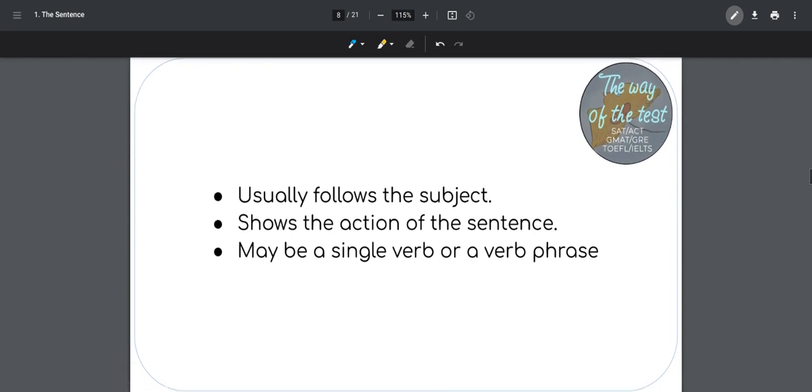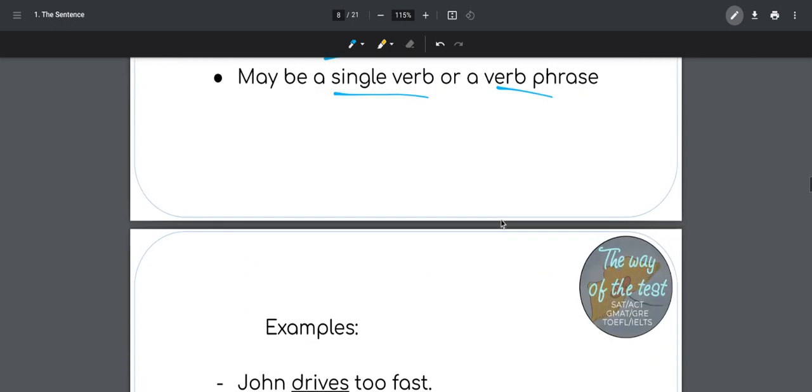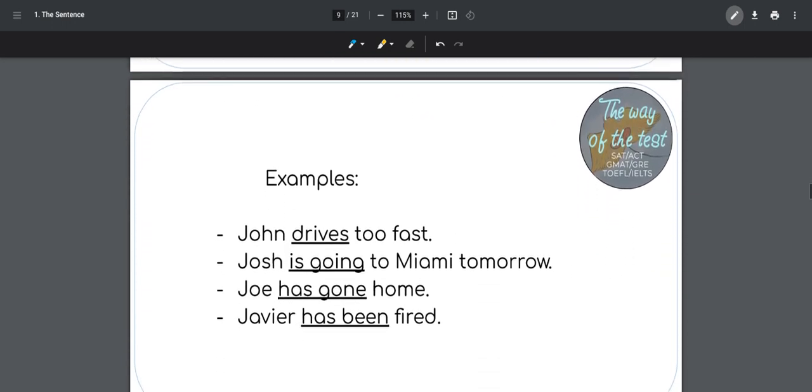How do we recognize the verb? It usually follows the subject. Emphasis on usually. It usually shows the action of the sentence. Sometimes it's just describing, like a linking verb, like the verb to be. And it may be a single verb or a verb phrase. Again, don't worry, we're going to see what those are. Okay, copy if you have to copy. We're going to see some examples.